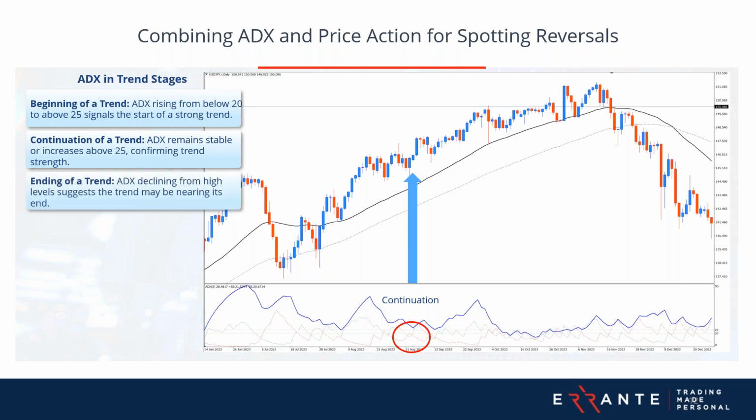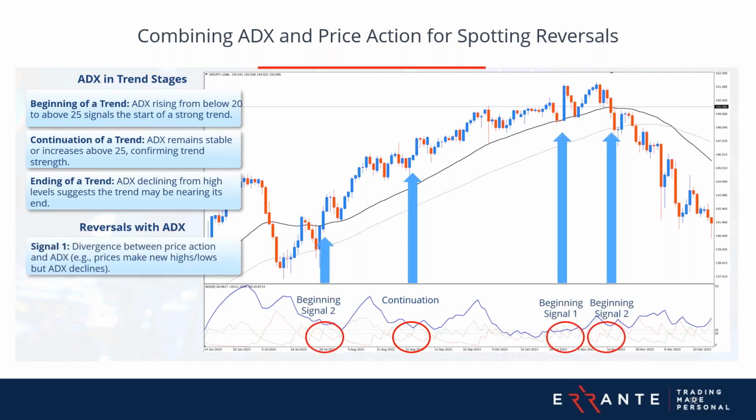The last stage is the ending of a trend. At the ending of a trend, the ADX that starts to decline from high levels suggests the trend's momentum is fading, potentially signaling a reversal. Now, let's combine ADX with price action to spot reversals, which involves several key signals.